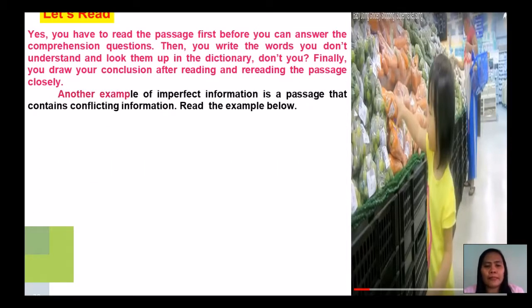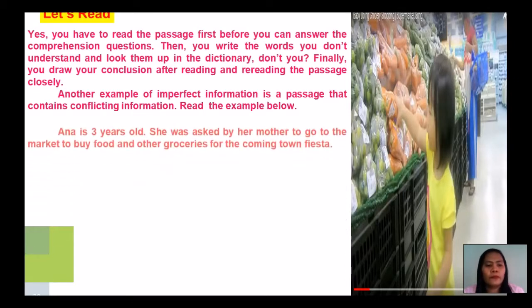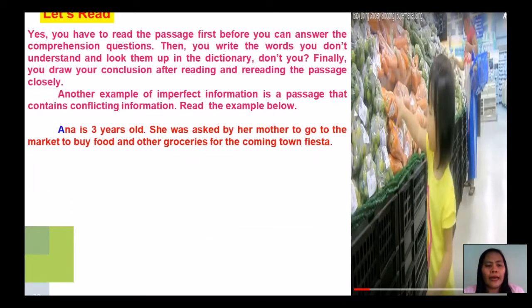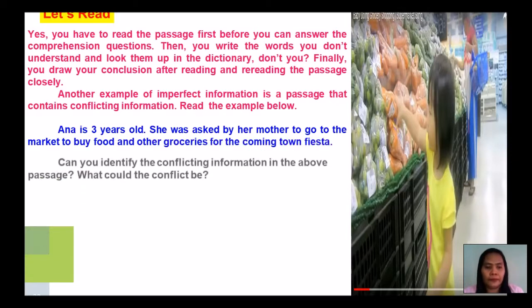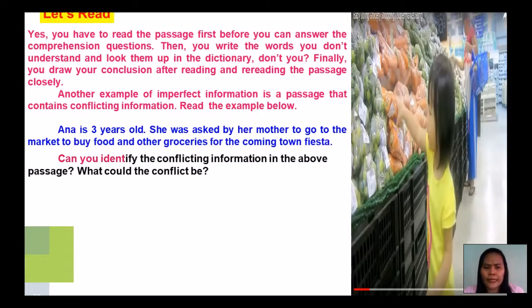Another example of imperfect information is a passage that contains conflicting information. Read the example below. Anna is 3 years old. She was asked by her mother to go to the market to buy food and other groceries for the coming town fiesta. Can you identify the conflicting information in the above passage? What could be the conflict?